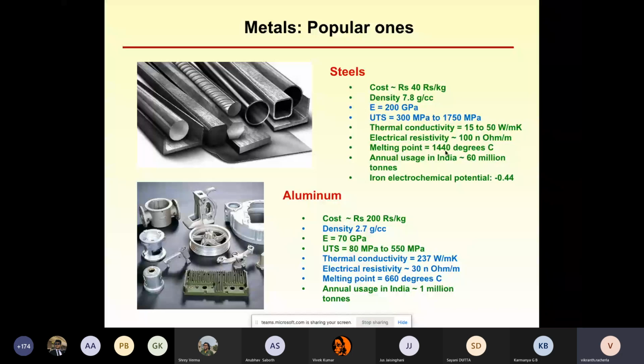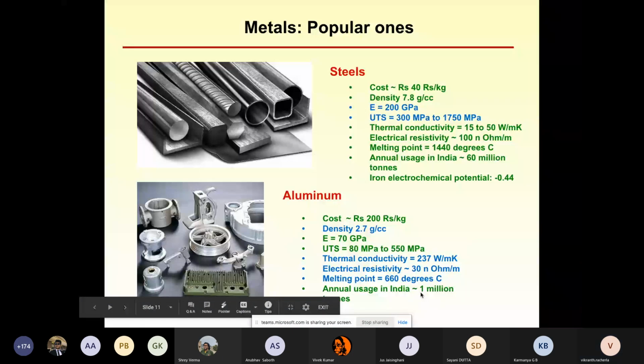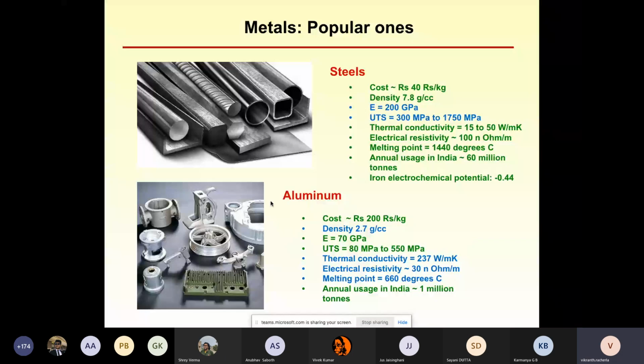Now, in terms of usage of steel in India, the annual usage is around 60 million tons. The reason I mentioned annual usage is just to show you how widely steel is used. Next to steel, the most widely used metal is aluminium. And look at the usage. For steel the usage is 60 million tons, and for aluminium the usage is 1 million tons per year. So steel usage is 60 times more as compared to aluminium, which is the next most widely used metal.